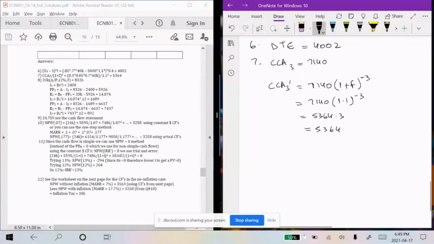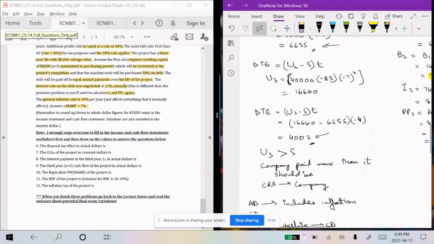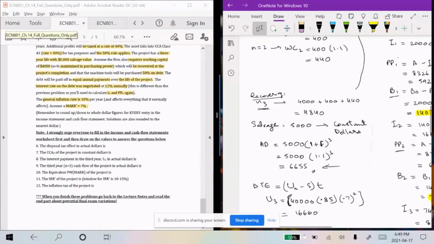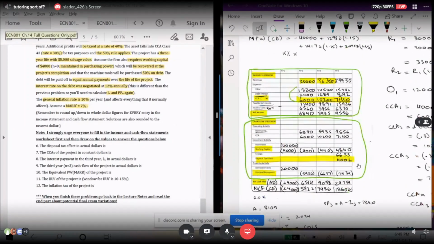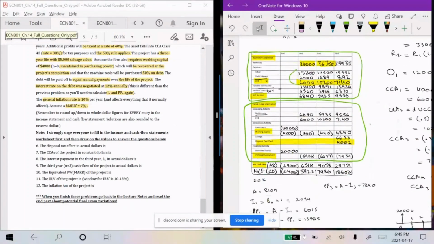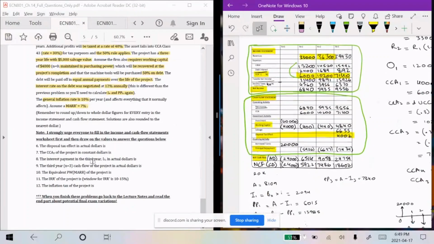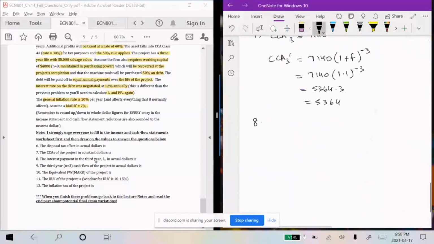All right, that's the 7th. What was the 8th question? Interest payment in the third year in actual dollars. When we do this table, you can just copy down the values after you complete the table. It is basically just writing the answers. So interest payment in the third year is your debt interest in the third year, 892, and it's already in actual dollars. So I3 equals 892.